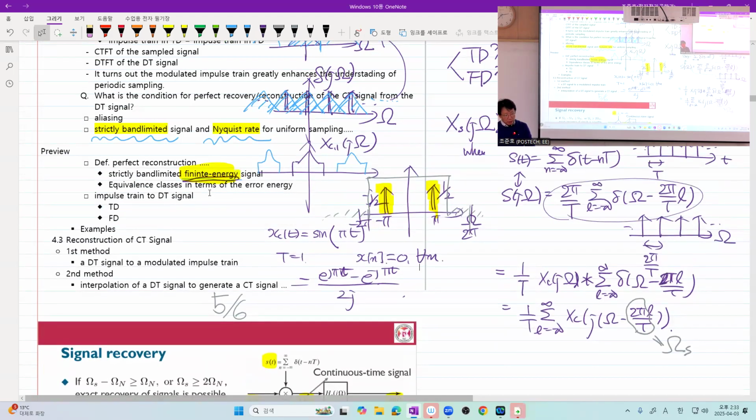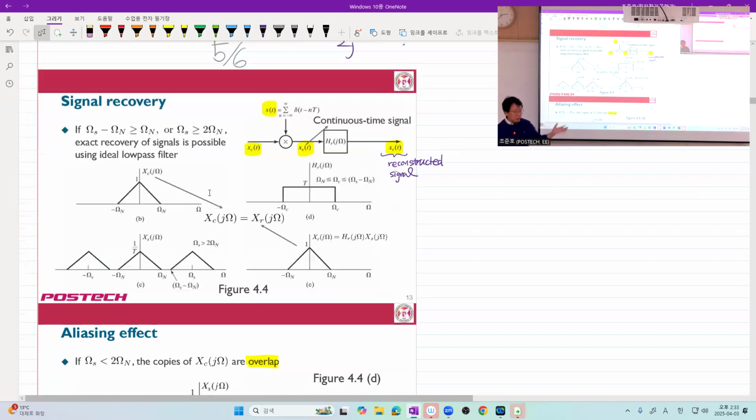Anyway, let's see the lecture note, which has a lot of figures from the textbook. So this page, repeated again, is like this. Suppose your original signal, this one, is strictly band limited with maximum frequency content capital omega sub capital N. Here, N means not the number, it is for Nyquist. Got it?